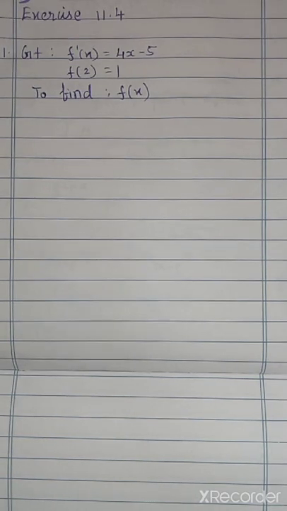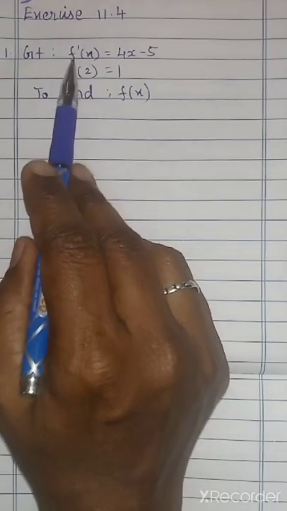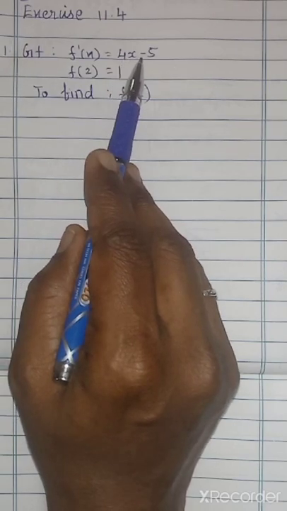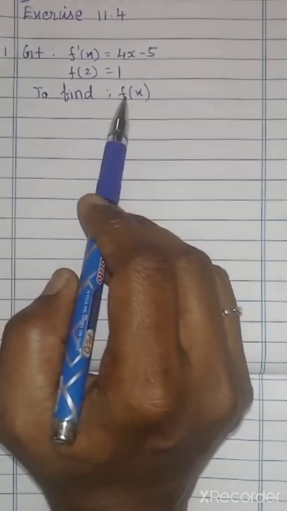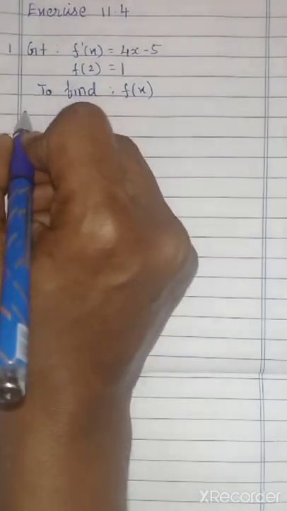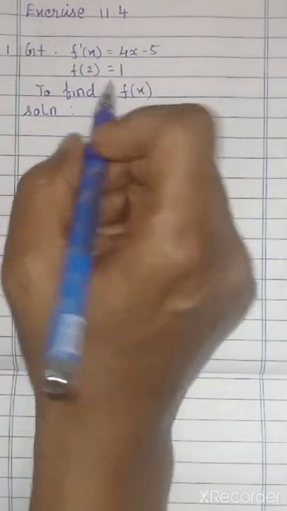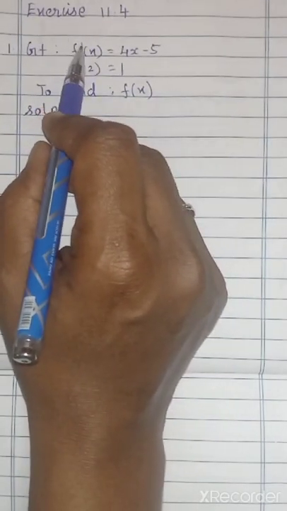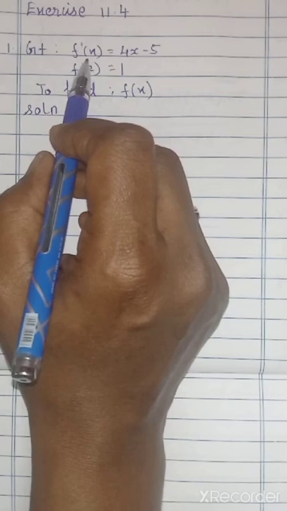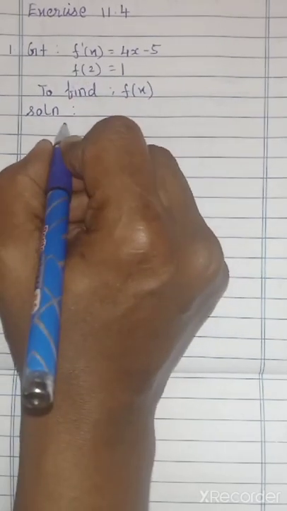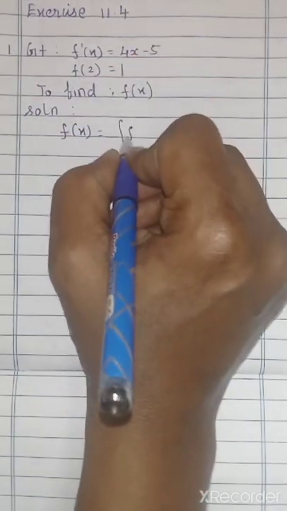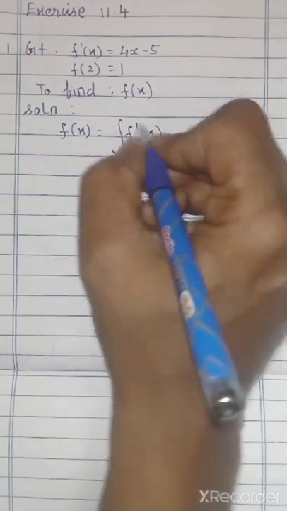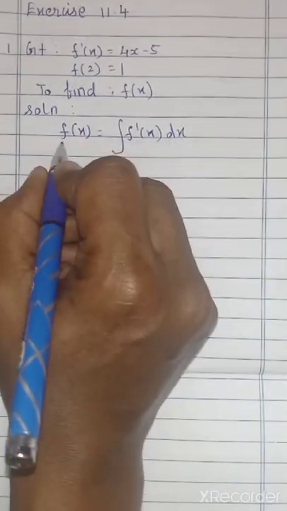So take exercise 11.4, first problem. The question: if f dash of x equal to 4x minus 5 and f of 2 equal to 1, we want to find f of x. So in the beginning of this class I told you this is differentiation. F dash of x means differentiation, correct? So if you want to find out f of x, the formula is to integrate this differentiation. So integration of f dash of x dx equal to f of x.